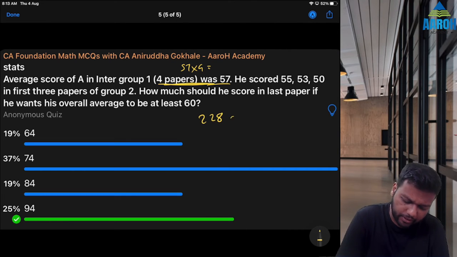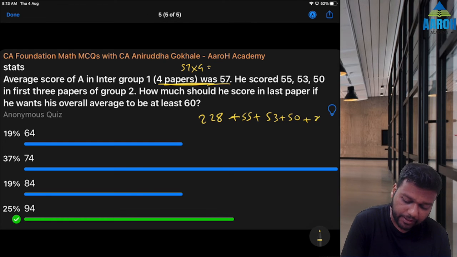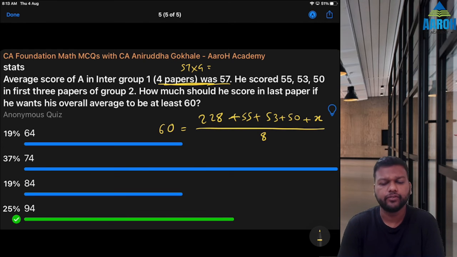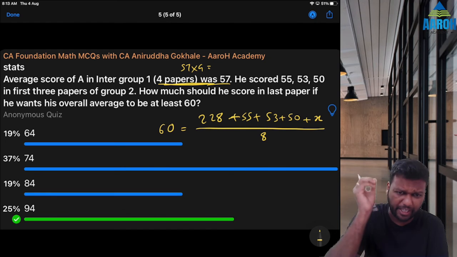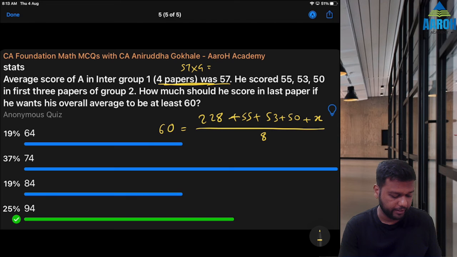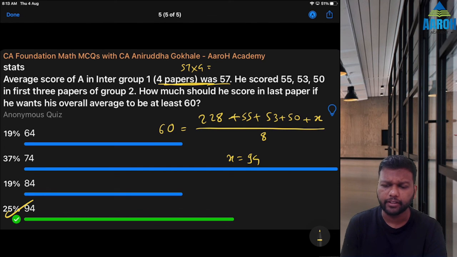In 5th subject he has got 55. 6th subject 53. Next subject 50. We want how much should he get in his last subject, so that his average is at least 60. Okay, 60 or more, right? So let's calculate for exactly 60. So you can just solve this equation, no need to do anything else. 60 into 8 minus 228 minus 55 minus 53 minus 50, which gives us 94 as x. So 94 is the correct answer. This was a bit different than others.